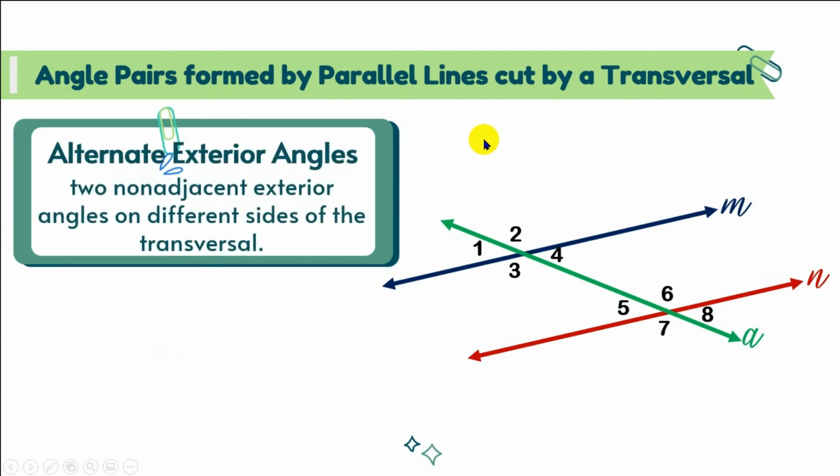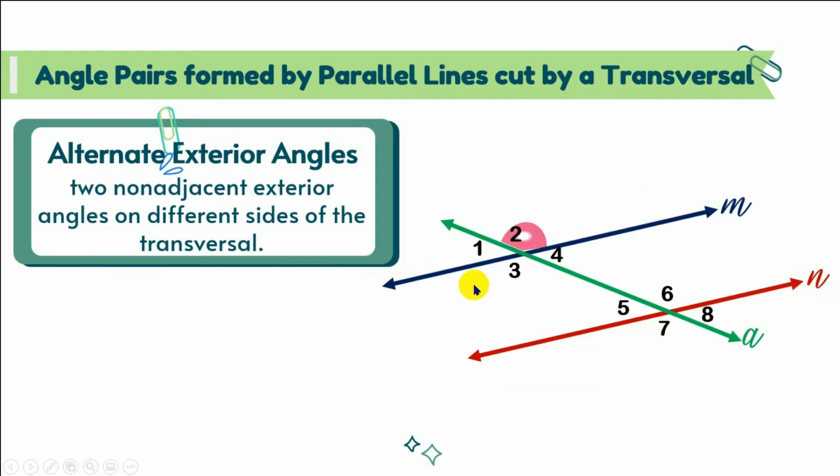Next, we have alternate exterior angles. So, kagaya nung alternate interior angles, you have to look at the transversal line. Kailangan ang isa ay nasa left nito at ang kapares niya ay nasa right ng transversal line. And again, do not forget that they should be exterior angles. So, alin-alin ba ang ating mga exterior angles dito? We have angle 1, 2, 7, 8. Now, alin po dyan ang alternate? Isa sa left ng transversal line at isa sa right ng transversal line.